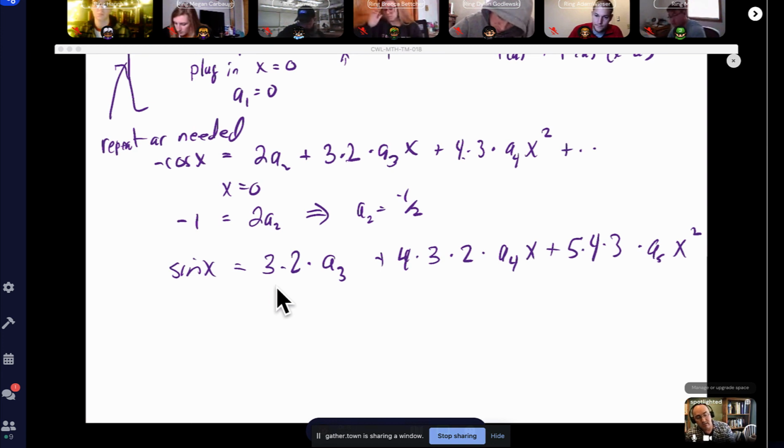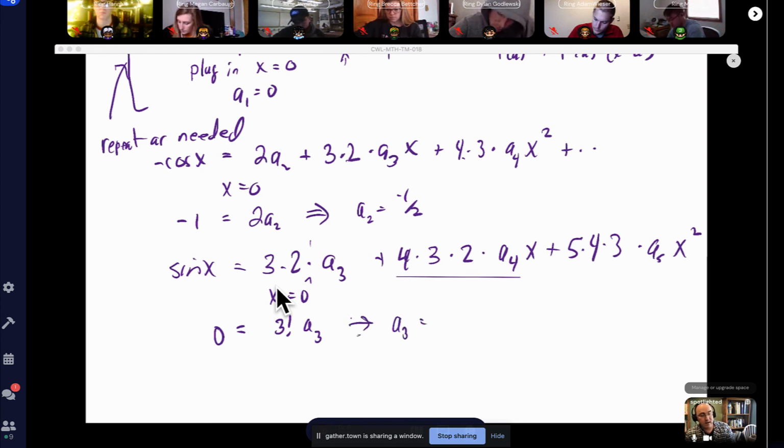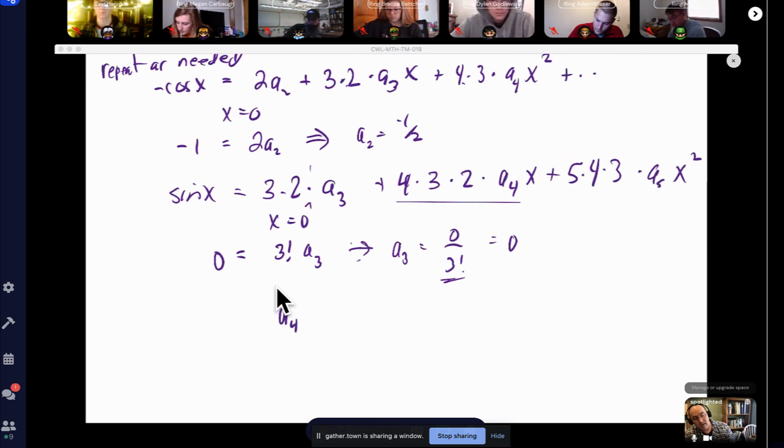Plug in x equals 0, and you get 0 equals 3 factorial times a3. You can just write an extra 1 in there. This is 4 factorial times 0. So a3 equals 0 over 3 factorial. Of course, that's 0, but I just want to show you where that factorial comes from. If you do it again, you'll get a4 equals 1 over 4 factorial.